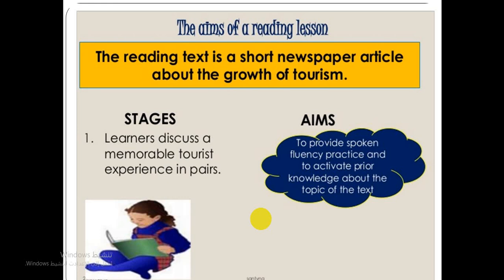If the teacher asks learners to underline examples of the present perfect in the text and to discuss why the tense is appropriate in each instance, here the aim of the reading lesson is to encourage learners to notice grammatical features in the text.